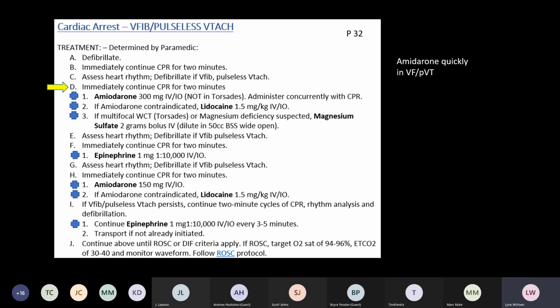Now, if amiodarone is contraindicated for some reason, then I would use lidocaine. But in torsades, as I said, we use magnesium, 2 grams bolus. Then we assess the heart rhythm. If they're still in Vfib, defibrillate. Continue CPR for 2 minutes. At that point, I would give epinephrine, so this is epinephrine after the third shock. Assess heart rhythm, defibrillate if pulseless VTAC. Continue CPR, then do your second dose of amiodarone, 150, or lidocaine if amiodarone was for some reason contraindicated. Continue epinephrine every 3 to 5 minutes.